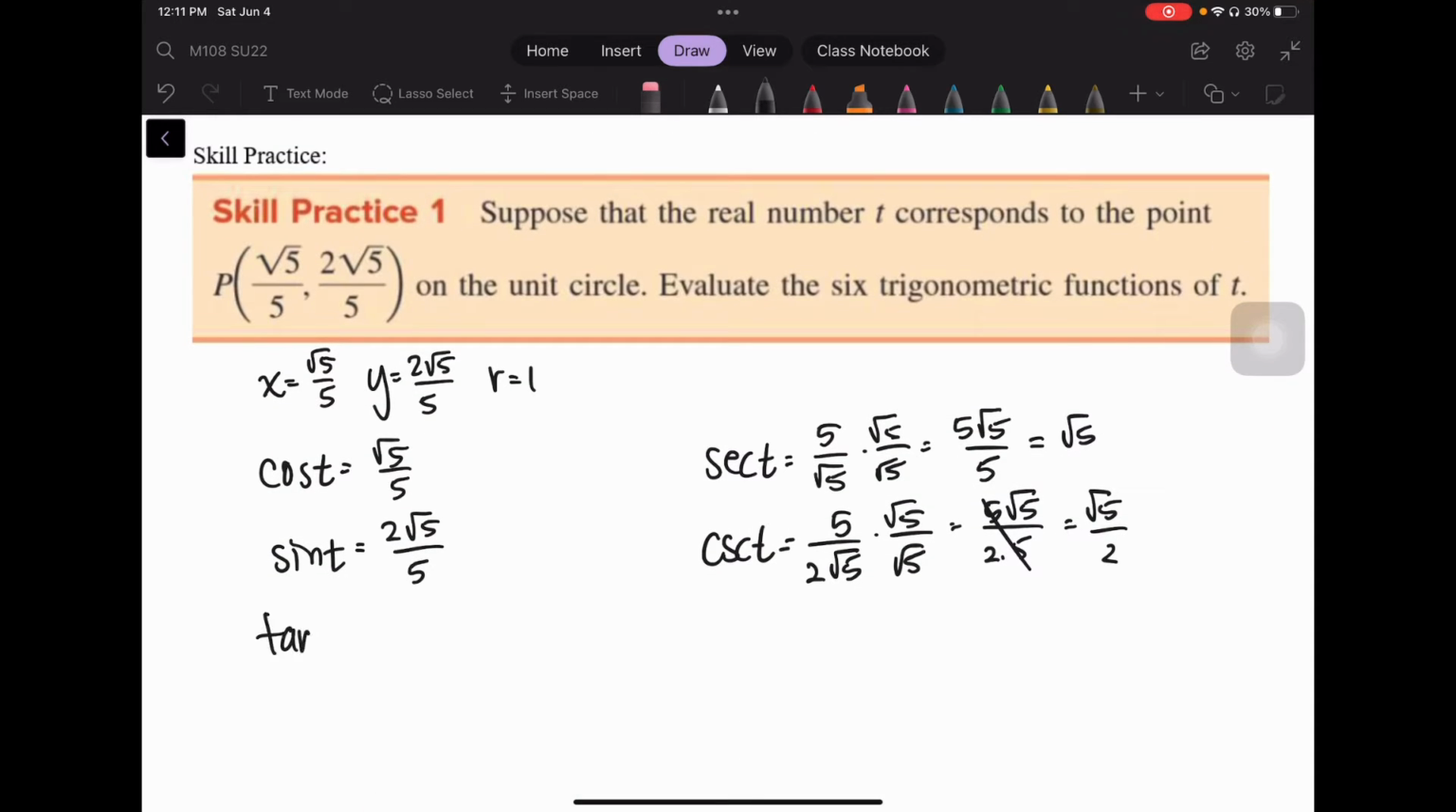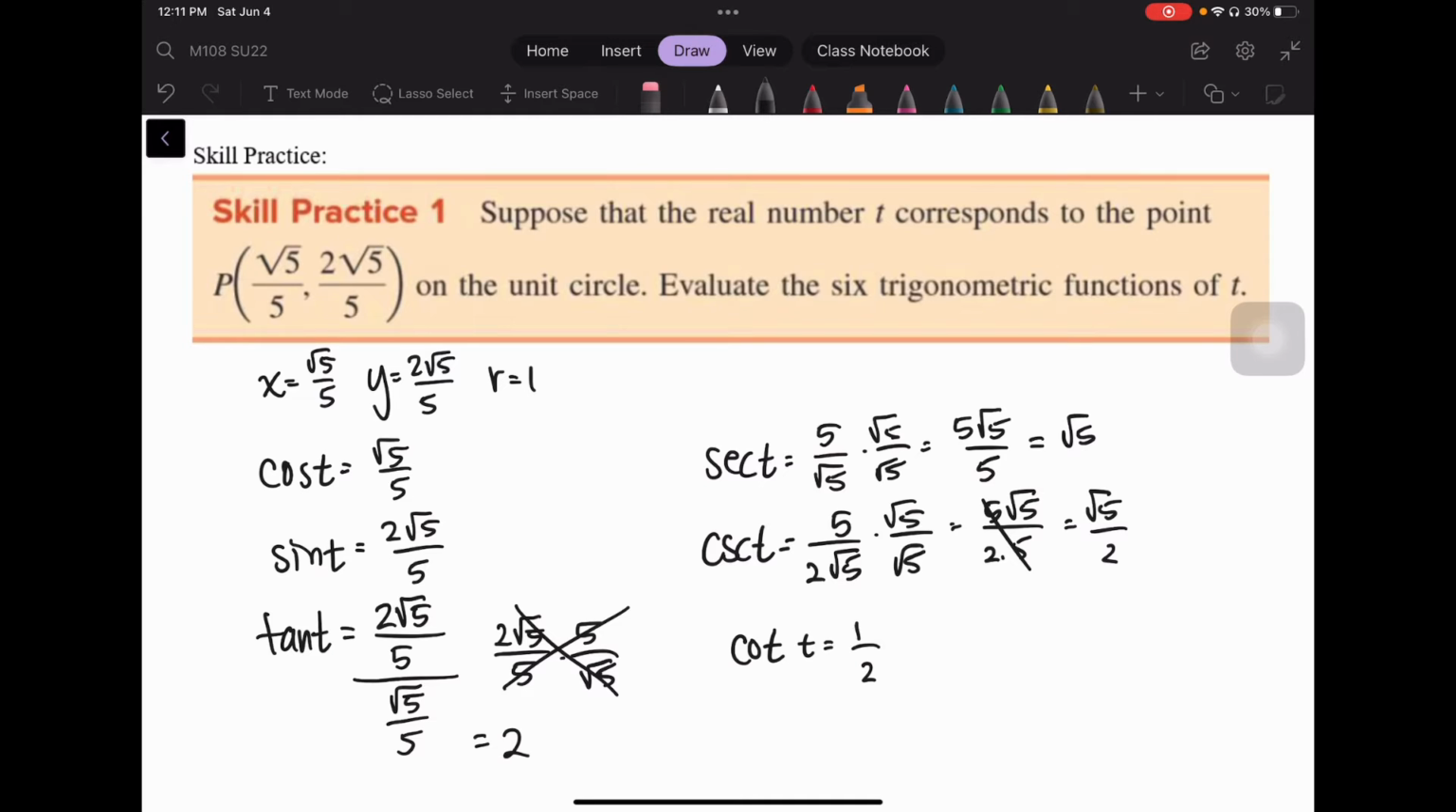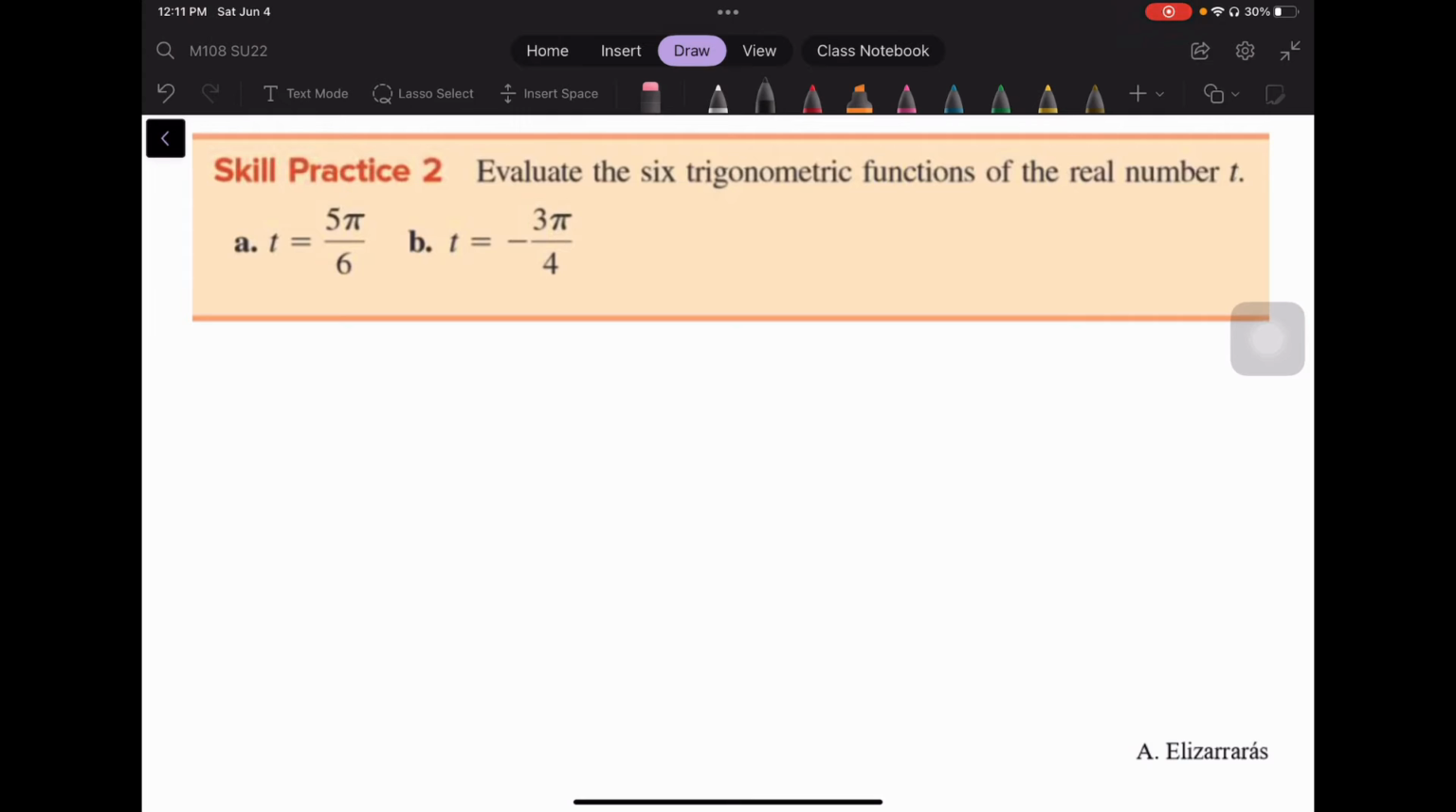The tangent is equal to y over x. So we take 2 root 5 over 5 over root 5 over 5, which I'm then going to use division of fractions and multiply by the reciprocal. Cancel the 5s, cancel the root 5s, and tangent is just 2, which means that the cotangent is then 1/2. Now, this is in the first quadrant because both x and y are positive, which means all of my trigonometric functions are positive.